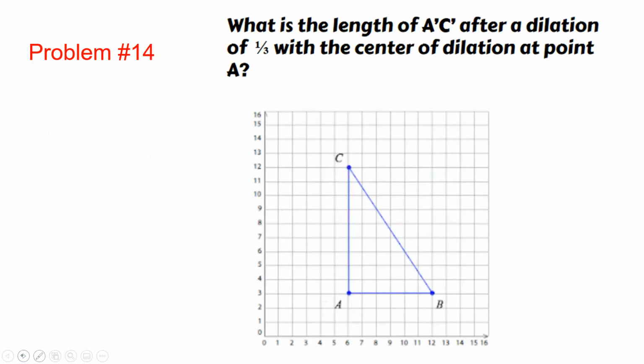Okay, 13 we did in class. Take a look at 14. 14 says, what is the length of A prime C prime after a dilation of 1/3? So this is going to be a reduction. It should shrink it with the center of the dilation at point A. So this time I can't use the coordinates, all right, because we're not centered at 0, 0. So A is our anchor point. That is the center. Everything's going to shrink because our scale factor is 1/3. Everything is going to shrink towards A.